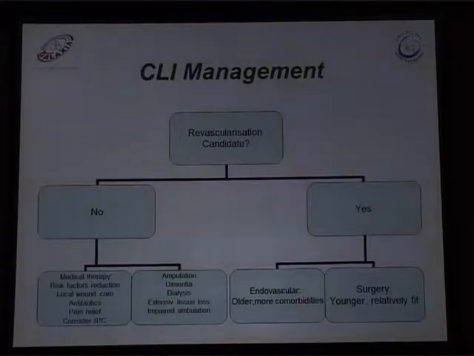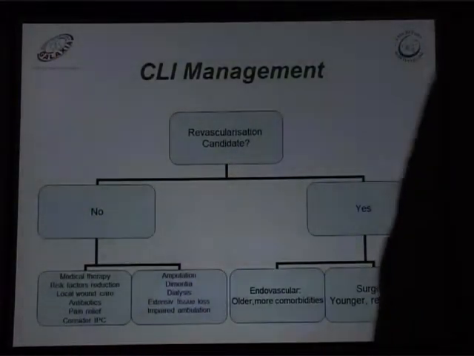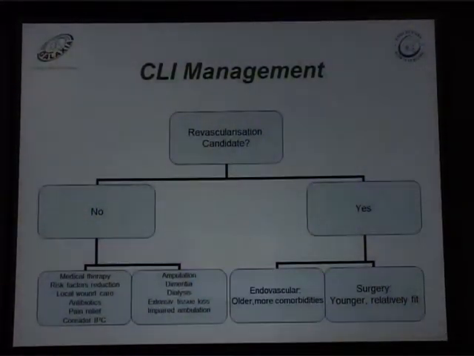Amputation is usually performed in patients with dementia, dialysis, extensive tissue loss, and impaired ambulation. For revascularization, we have to choose between surgery and endovascular; endovascular revascularization is usually performed in older patients with more comorbidities, and surgery in younger patients.